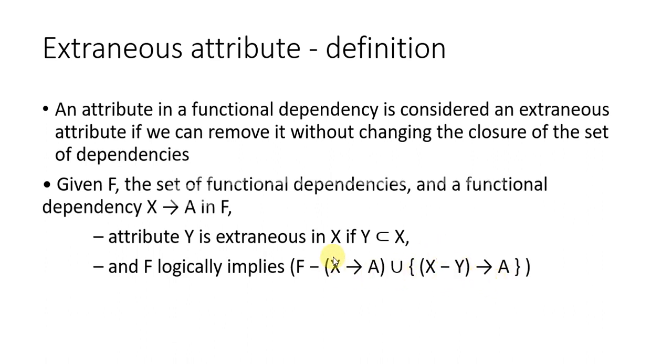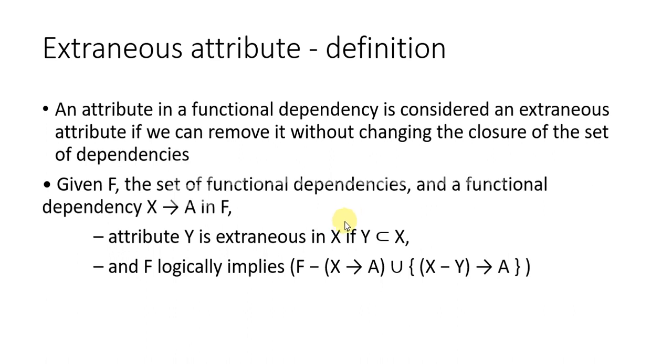So in this case, we can say Y is an extraneous attribute. Which means even if we remove this particular attribute, it will not change the closure of the set of dependencies. Then an extraneous attribute example.